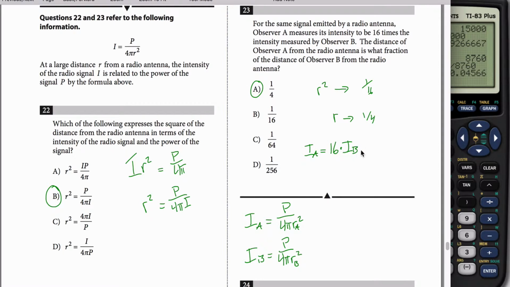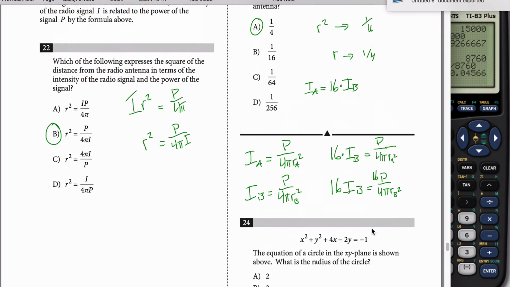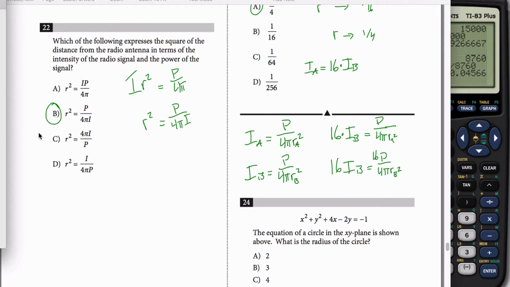A is 16 times that of B. So instead of IA here, I could write 16 times IB. And that's equal to P over 4 pi RA squared. And then I got IB is equal to P over 4 pi RB squared. So if I multiply both of these by 16, both sides of this equation, then I have the same thing here and here, so I can set these two guys equal to each other. Maybe down here.